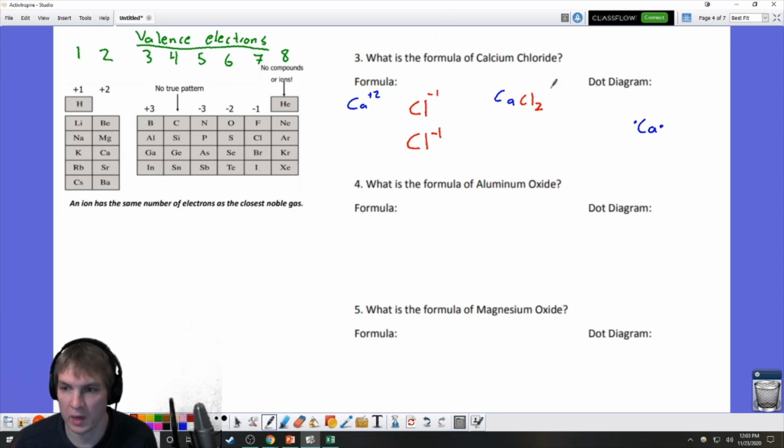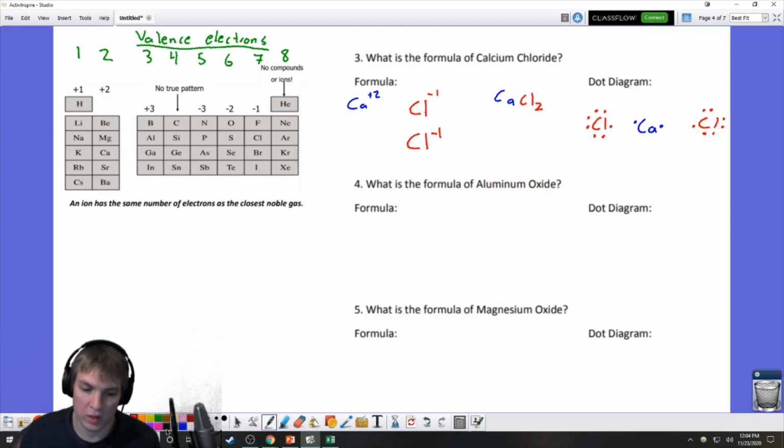Then we're going to put chlorine, and we have 2 of those. So we have a chlorine here, Cl, and then Cl. And chlorine, if we take a look at our valence electron pattern, has 7 valence electrons because chlorine's right there. So it's got 7 valence electrons. 1, 2, 3, 4, 5, 6, 7. 1, 2, 3, 4, 5, 6, 7.